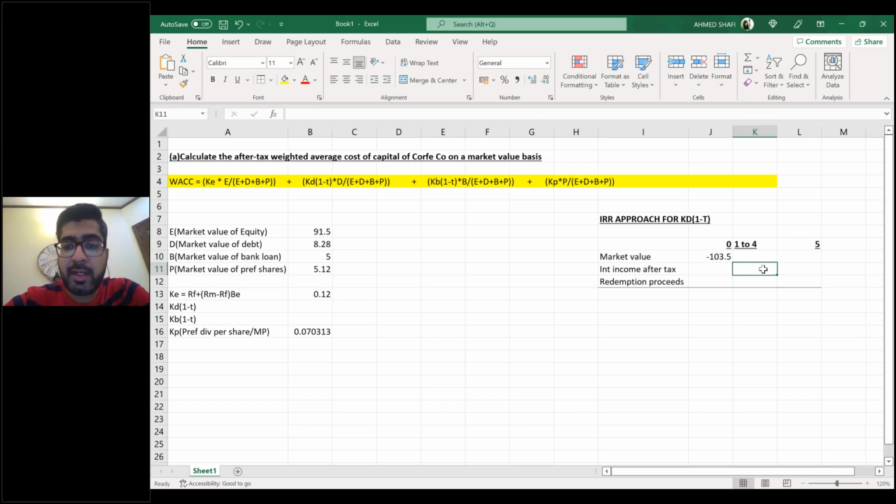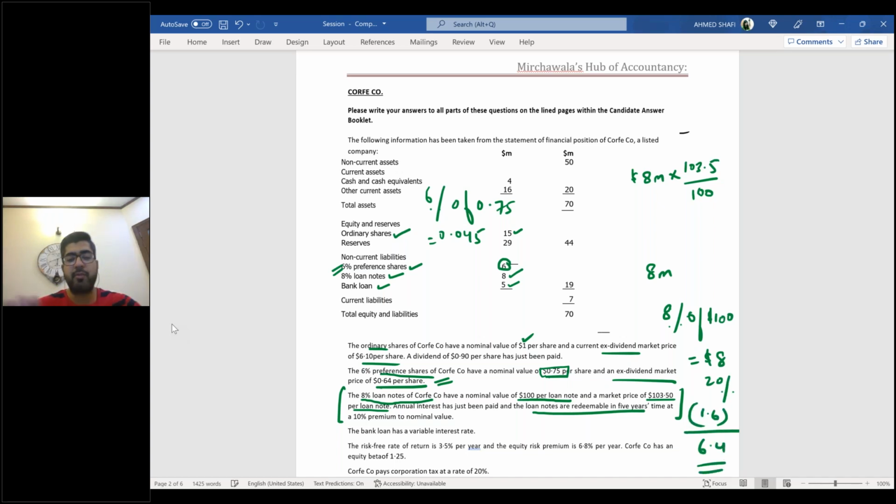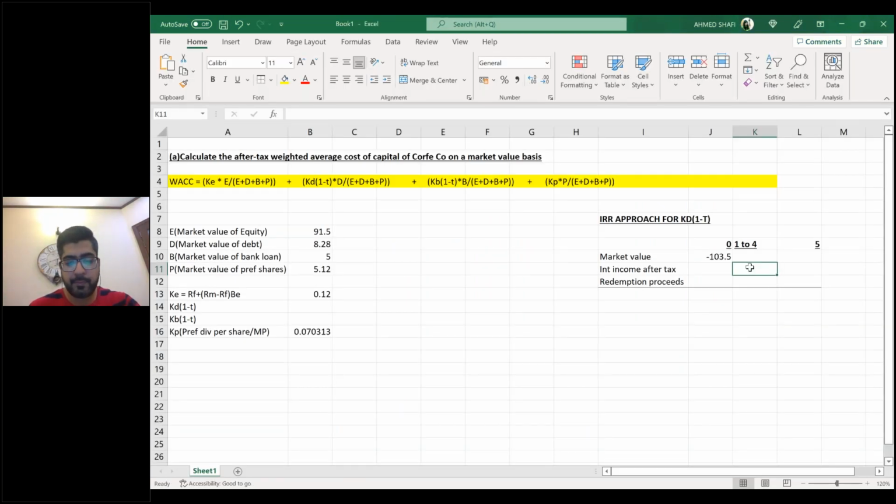On that debenture, he will earn interest income after tax for 5 years. So what is the interest income after tax? 8% loan notes, they pay interest of 8%. 8% of what? Always par value. Interest and dividend is always on par. So 8% of par value, interest income is 8. This is an inflow, but he will have to pay a tax of 20%, 1.6. So interest income after tax would be 6.4 each year for 5 years.